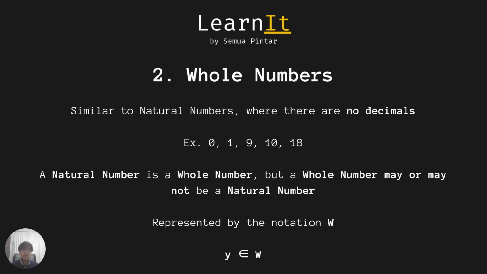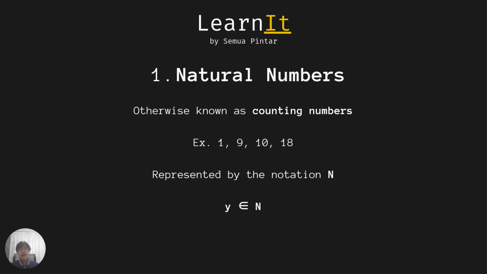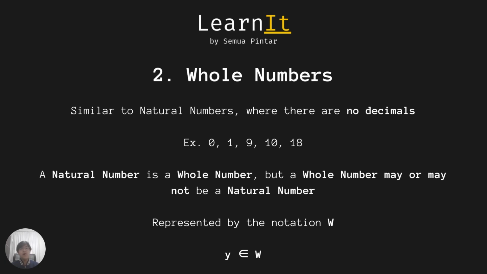Next, moving on to whole numbers. Whole numbers are similar to natural numbers in that there are no decimals. So numbers such as 0, 1, 9, 10, and 18 are all whole numbers. However, the difference between whole and natural numbers is that whole numbers include 0. This means that a natural number is a whole number. For example, if you were to take the natural number 9, 9 is a whole number. But 0 is a whole number but is not a natural number. And as such, a whole number may or may not be a natural number.